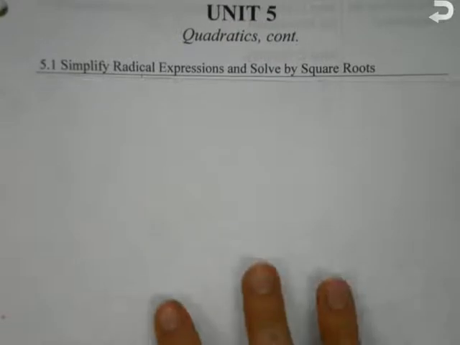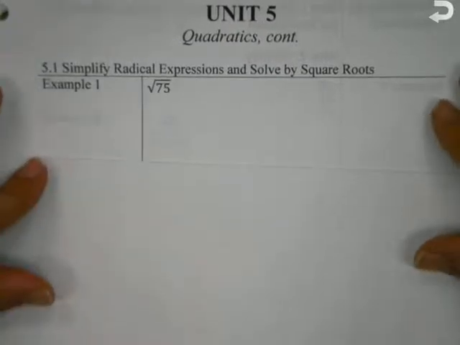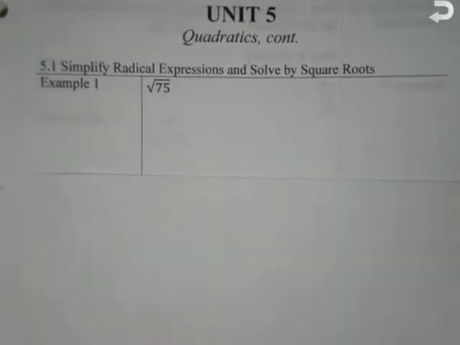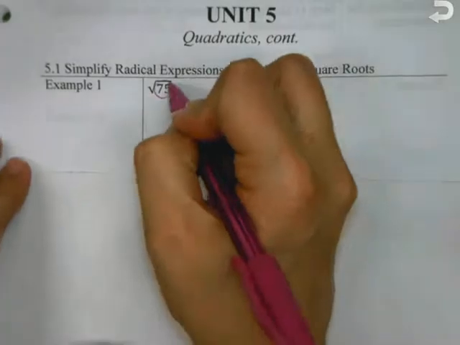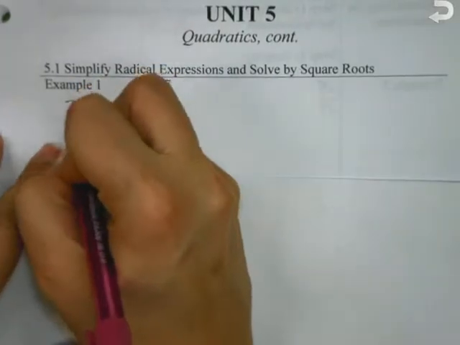So example 1 is starting us off. We have the square root of 75. Now, is 75 a perfect square? Can I take the square root of that? No. But I can take the square root of part of it. So the way that I do these problems is I take what's on the inside and I break it down as much as possible. So I do a factor tree.